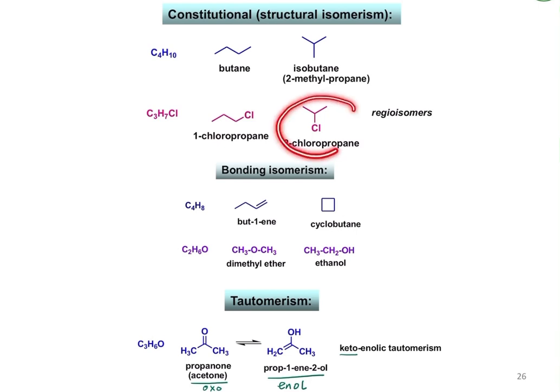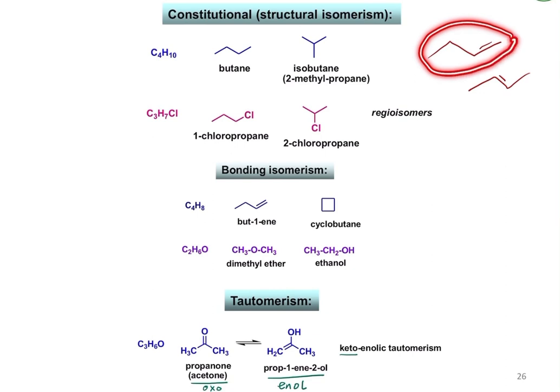One-chloropropane or two-chloropropane is an example, or I can write another example. For example, if you see here, 1-butene and 2-butene. You see, 1-butene and 2-butene.